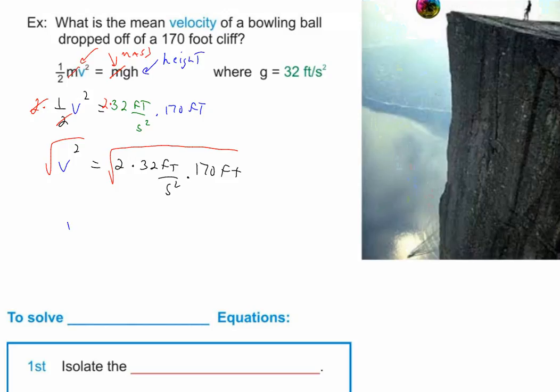All right, so the left is V. So go ahead and do the square root of 2 times 32 times 170. And we'll get a decimal to round off. We'll round it off to the nearest tenth. So calculator, square root of 2 times 32 times 170. And we'll figure out how fast the bowling ball is going off this cliff.